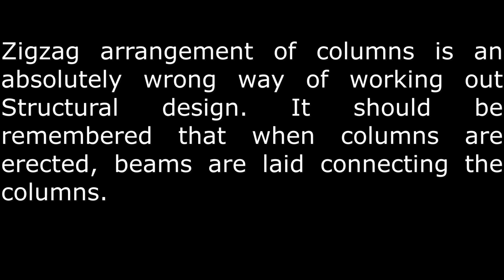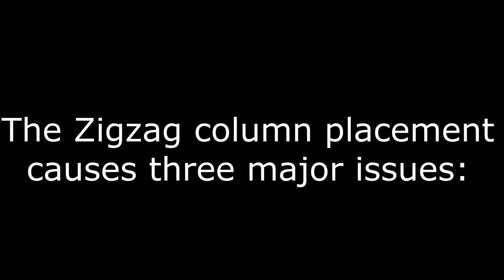Zigzag arrangement of columns is an absolutely wrong way of working out structural design. It should be remembered that when columns are erected, beams are laid connecting the columns. The zigzag column placement causes three major issues. 1. Unbalanced load transfer. 2. Problems in wall connection. 3. Problems in laying beams.